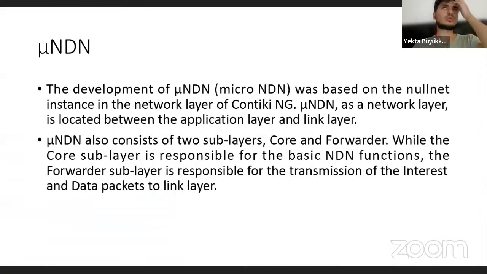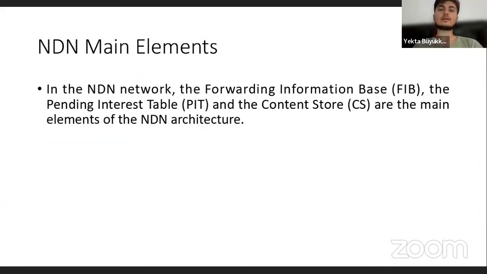And I would like to talk a little bit more about our implementation, which is micro-NDN. The development of micro-NDN was based on the nullnet instance in the network layer of the Contiki operating system. Micro-NDN as a network layer is located between the application layer and link layer. Micro-NDN also consists of two sublayers, core and forwarder. While the core sublayer is responsible for the basic NDN functions, the forwarder sublayer is responsible for transmission of interest and data packets to the link layer. And what are interest and data packets? I will get to that in the next slides.